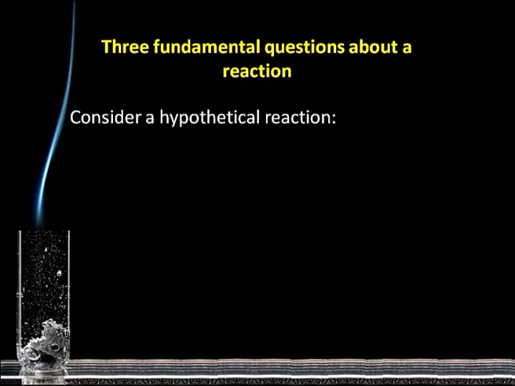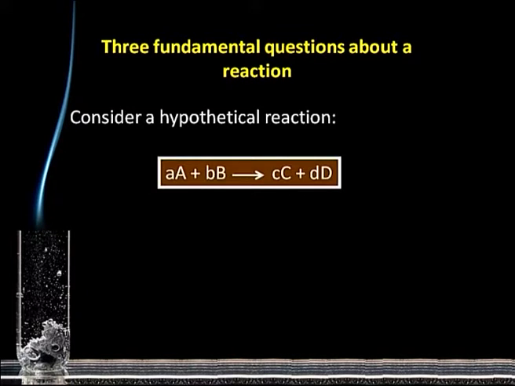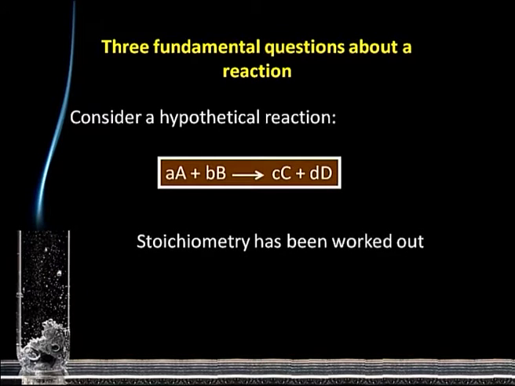When we talk about a chemical reaction, three fundamental questions come to our mind. Consider a hypothetical reaction: a moles of A plus b moles of B gives you c moles of C and d moles of D. What have we written? We have written a stoichiometric equation. We are interested in, say, product D. We write the equation, try to balance it, and now we know if we carry out this reaction and if it goes to completion, we are going to get d moles of D.